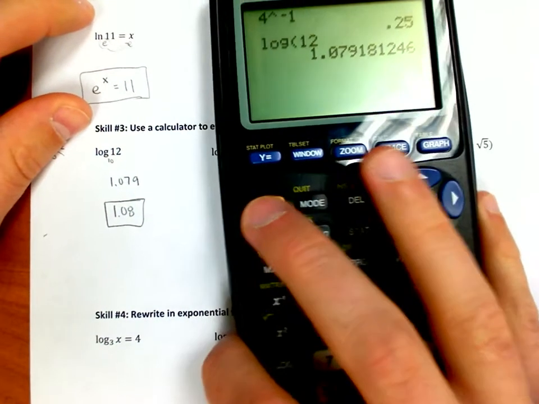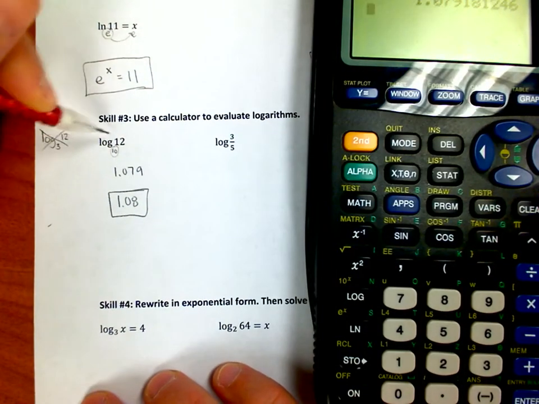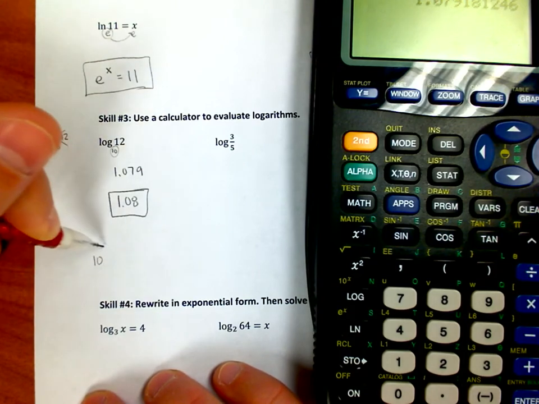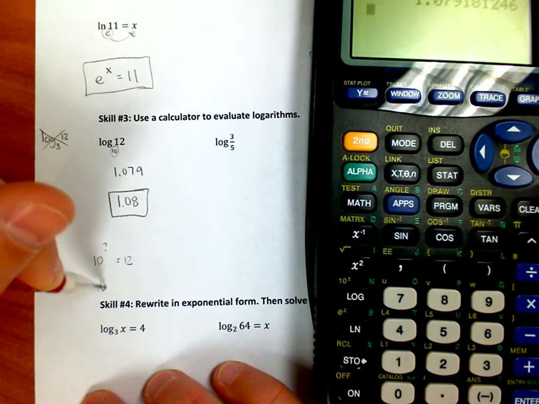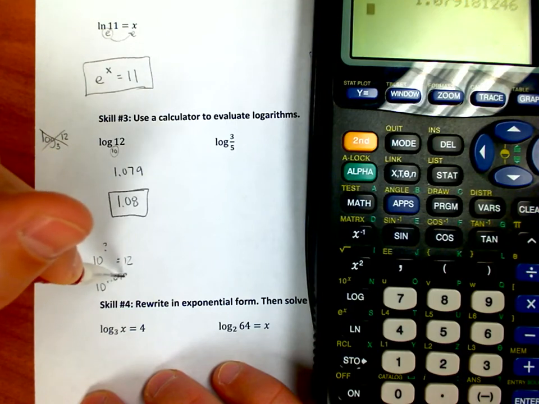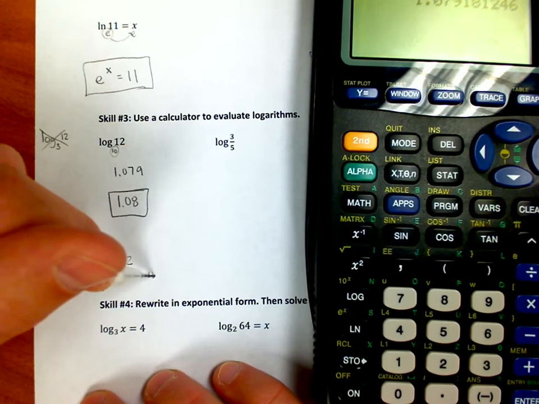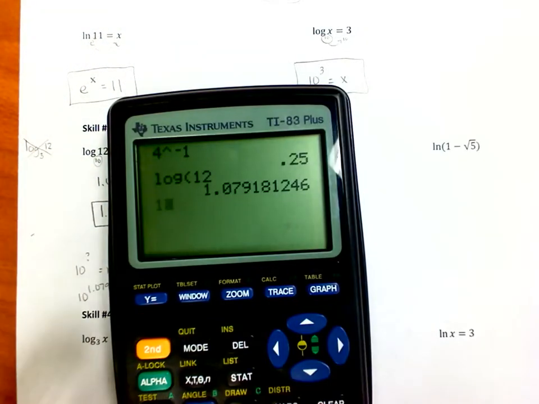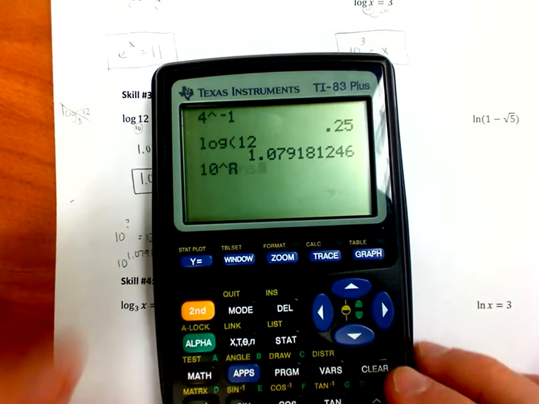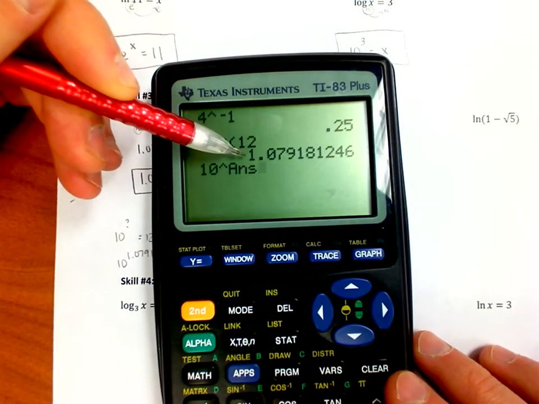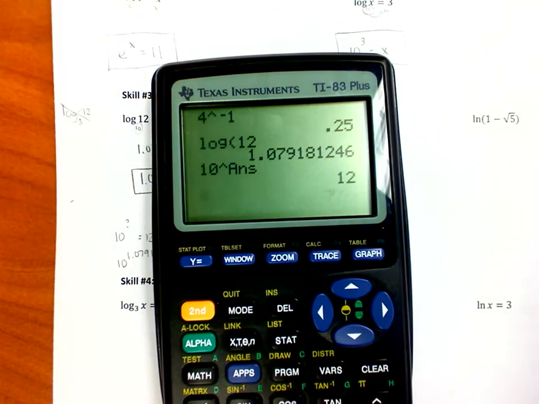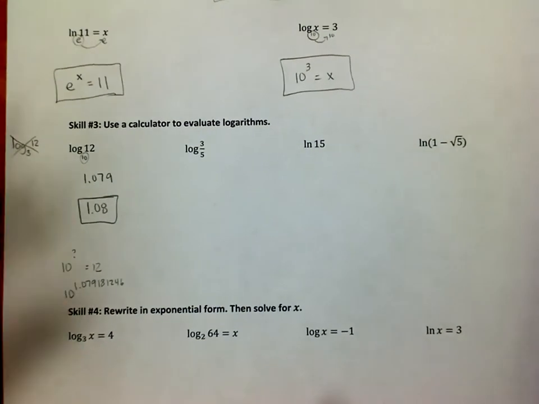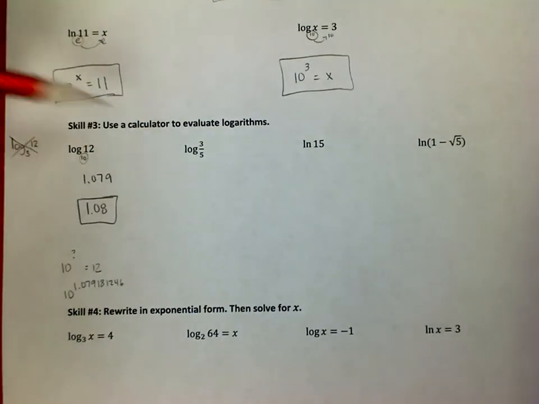And really what it's saying is this. It's saying, what power do I need to raise 10 to in order to get 12? 10 to what power gives me 12? It's 10 to the 1.079181246 power, okay? I could actually test that out if I wanted to. If I took 10 and I raised it to the power of the previous answer, 10 raised to the 1.079181246, I get 12. Okay, so that's really what we've just found out. That's what we're solving for, is what's that exponent. I don't really care that you know how to do that right now. I just want you to be able to enter this information in.